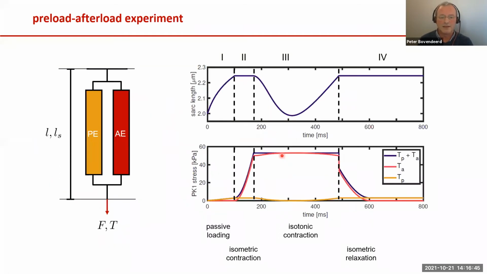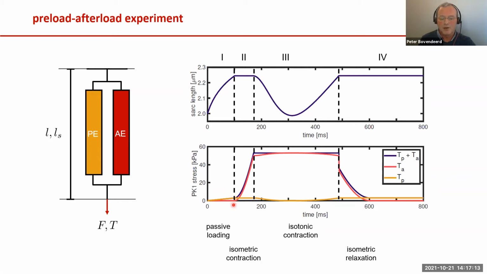And then this is typically the result. So we have a muscle, we represent it by a parallel arrangement of a passive element and an active element. And then, well, we start this experiment by passive loading of the muscle. So it will increase in length then. And, well, essentially the force is only passive force because we did not activate the muscle yet.